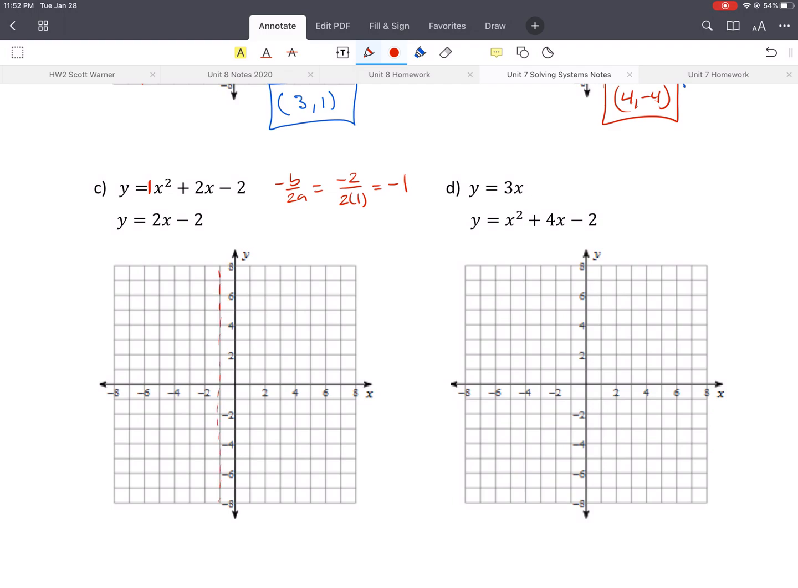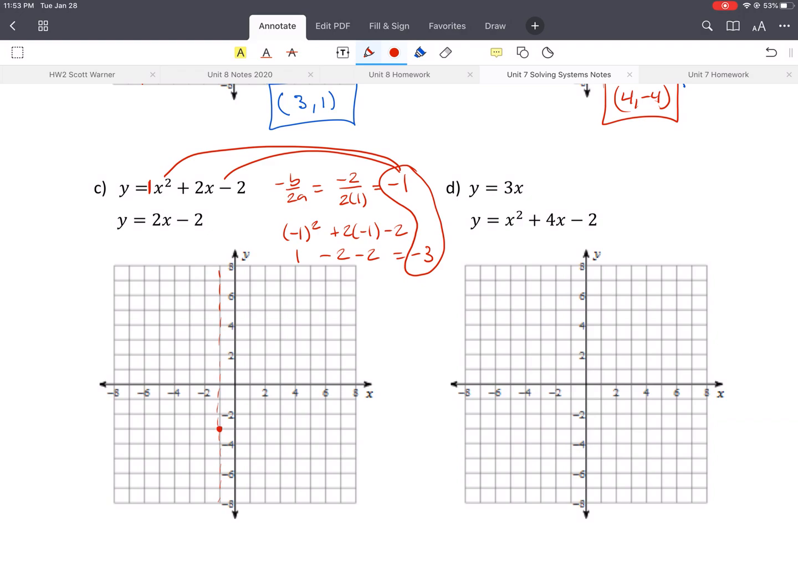You don't need to draw the axis of symmetry, and then the last thing you need to do to find the vertex is to plug that in for your x. So that gives us negative 1 squared plus 2 times negative 1 minus 2. So that gives us 1 minus 2 minus 2, which gives us a negative 3. So our vertex is negative 1, negative 3. Sorry, I didn't say negative last time.